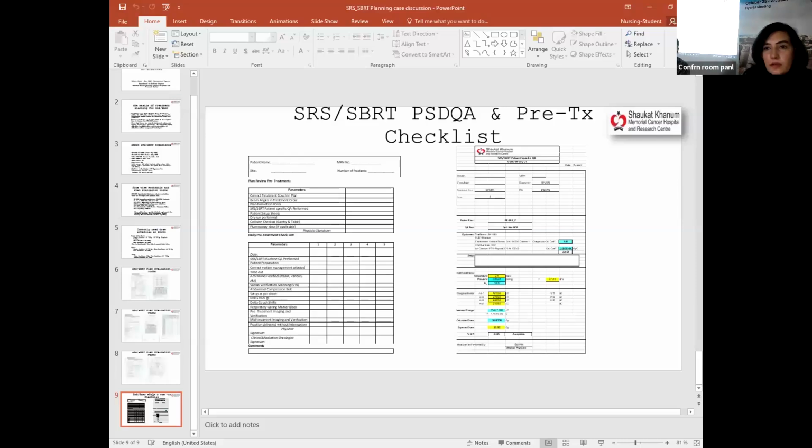Now, this was just the basics. I will actually log on to our Eclipse planning system to go over a few of the plans. The first will be a lung case, the single fraction lung case that we recently did. Sorry, just bear with me, please. We're just moving between screens.